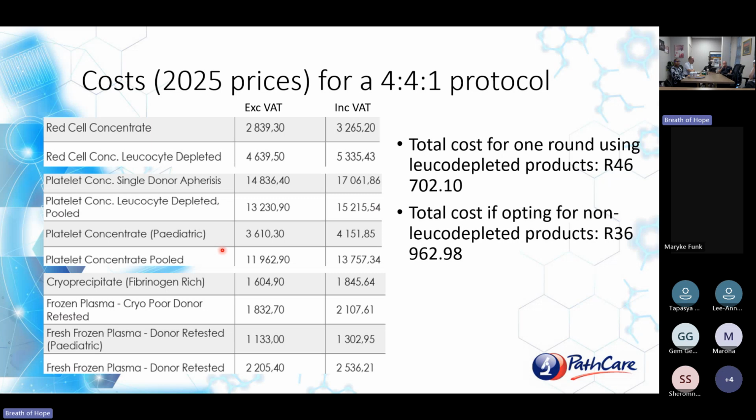Here's the cost of 1 round of a 4-4-1 massive transfusion. Pathcare hasn't published their 2026 prices yet, so these are the 2025 prices. I'm sure the prices are going to update very soon. If you're using leukodepleted products, which is ideal to reduce the amount of adverse transfusion reactions due to white cells, it's 46,702 Rand based on last year's prices for 1 round of a massive transfusion protocol. If you are using non-leukodepleted products, it's a little bit cheaper. Obviously this price is going to go up once the 2026 prices are out.